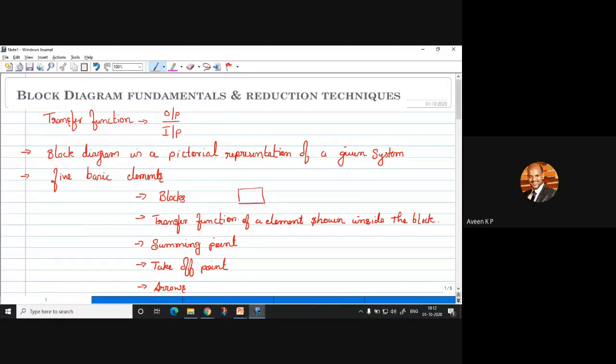As I said, five basic elements will be present in a block diagram. Blocks, inside which we will represent the transfer function of elements, and summing point, takeoff point, and arrows. What are the functions of the summing point and takeoff point? We will discuss further. Now we shall take a real-time example of a certain control system, and see how to represent the same system in terms of a block diagram.